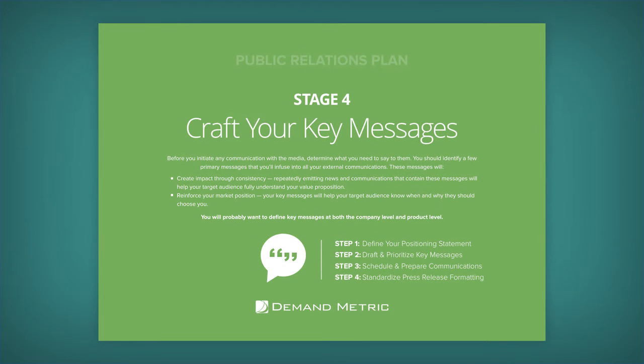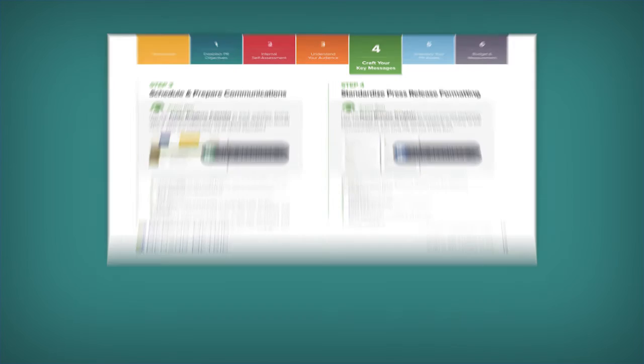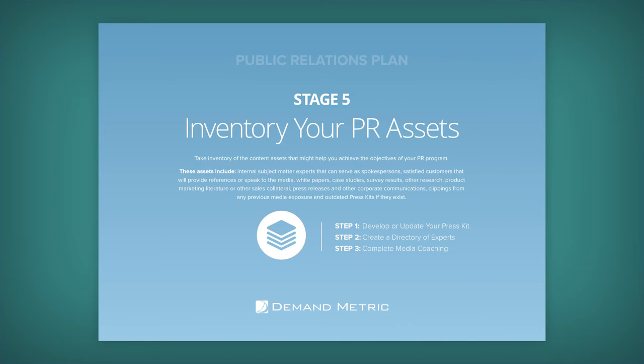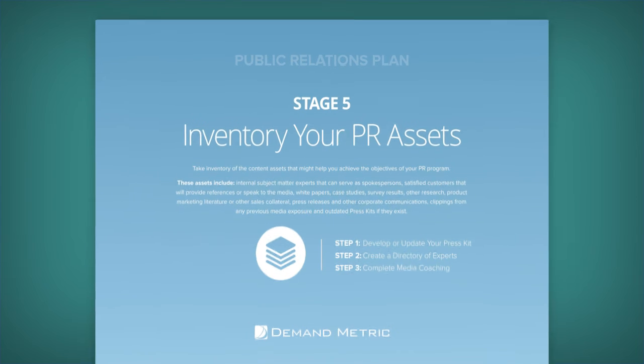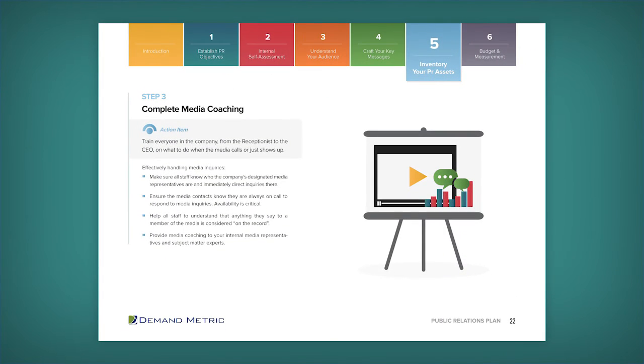In stage 4, you're going to craft your key messages. And here, defining your positioning statement, drafting and prioritizing key messages, scheduling and preparing communications, and standardizing press release formatting are your steps. In stage 5, you're going to be inventorying your PR assets. First, by developing or updating your press kit, creating a directory of experts, and ultimately completing media coaching.